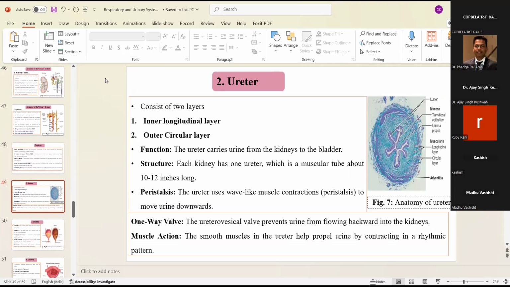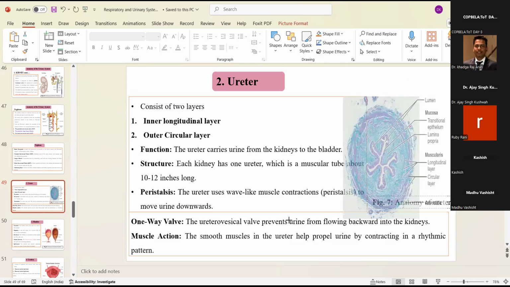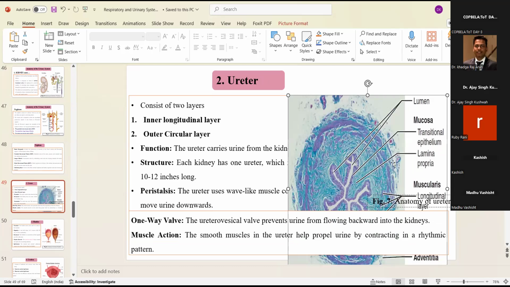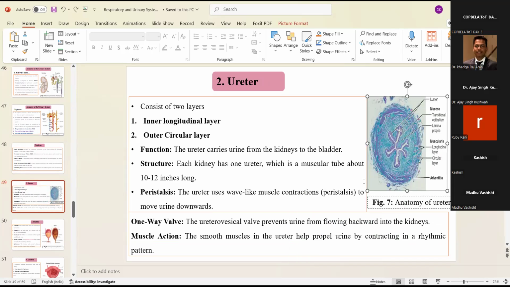Next part of the urinary system is the ureter. In the ureter, you can see it has an inner longitudinal layer and an outer circular layer. You can see this in the diagram also. So inner is the longitudinal layer and the outer part is the circular layer. So what is the function of the ureter? The ureter carries urine from the kidney to the bladder. This is the main function of the ureter.